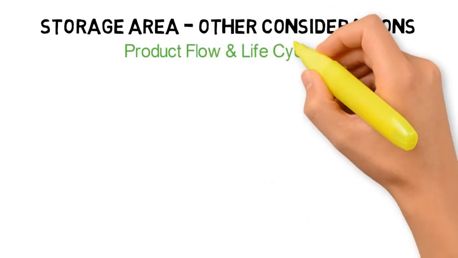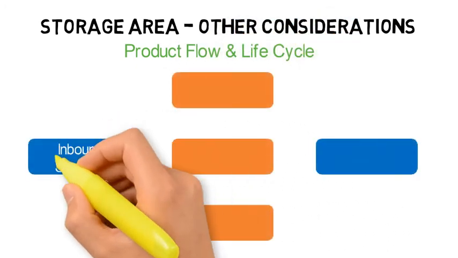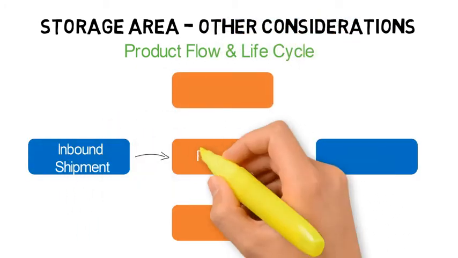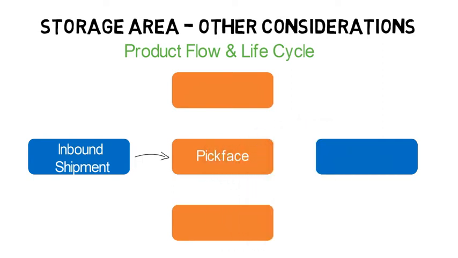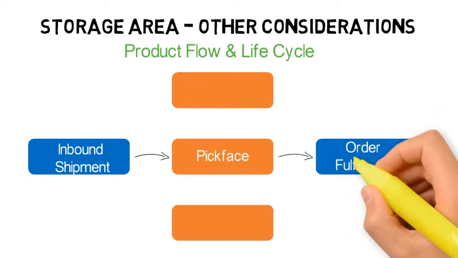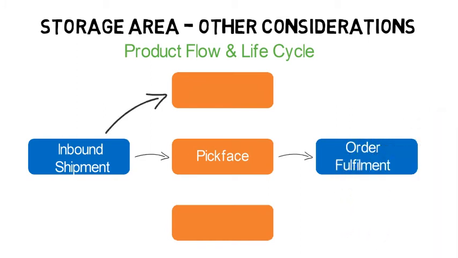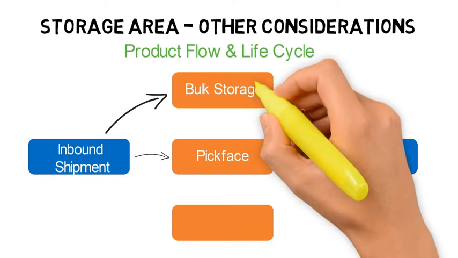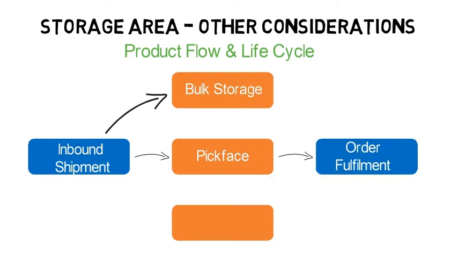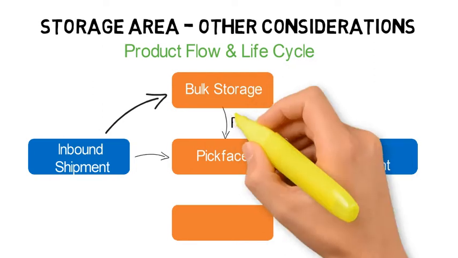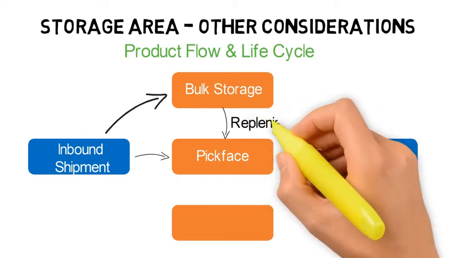In many warehouses, especially those dealing with fast-moving consumer goods, inbound shipments are in bulk. A portion of the shipment is put away at an area designated as the pick phase. This is where goods are picked for order fulfillment. The rest of the shipment is put away to a bulk storage area. When goods at the pick phase are depleted, the warehouse workers carry out replenishment by transferring goods from the bulk storage area to the pick phase.